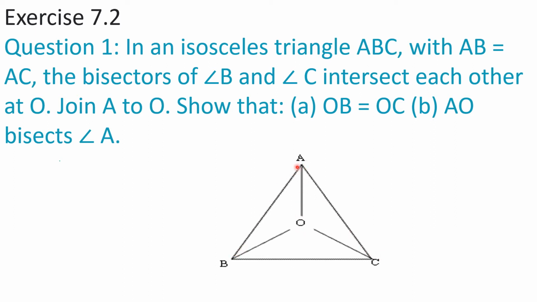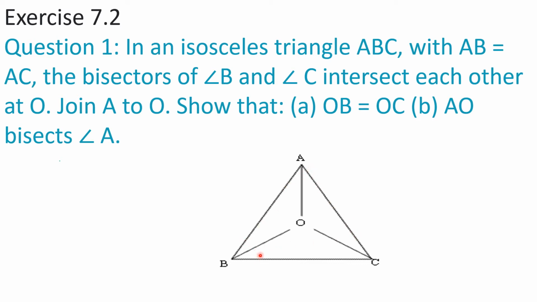So first, for proving that OB is equal to OC, let us take this angle. Angle B will be equal to angle C. Why? Because we know in an isosceles triangle, angles opposite to equal sides are equal. Just now we have seen in that theorem, angles opposite to equal sides are equal. Here it is given AB is equal to AC. Therefore, angle B will be equal to angle C.